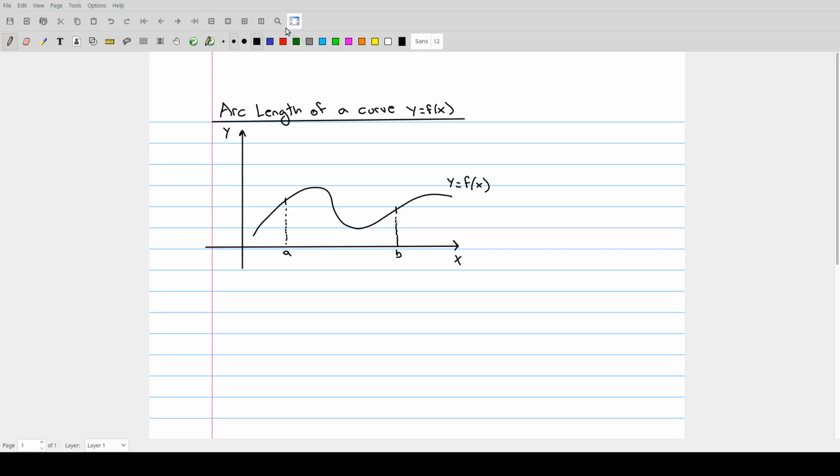So the idea, just like many of the other ideas in this course, is to be able to figure out a formula for this arc length using the concept of Riemann sums. And it turns out that there's a very nice formula that we're going to derive that will directly give us the integral for the arc length of this curve.